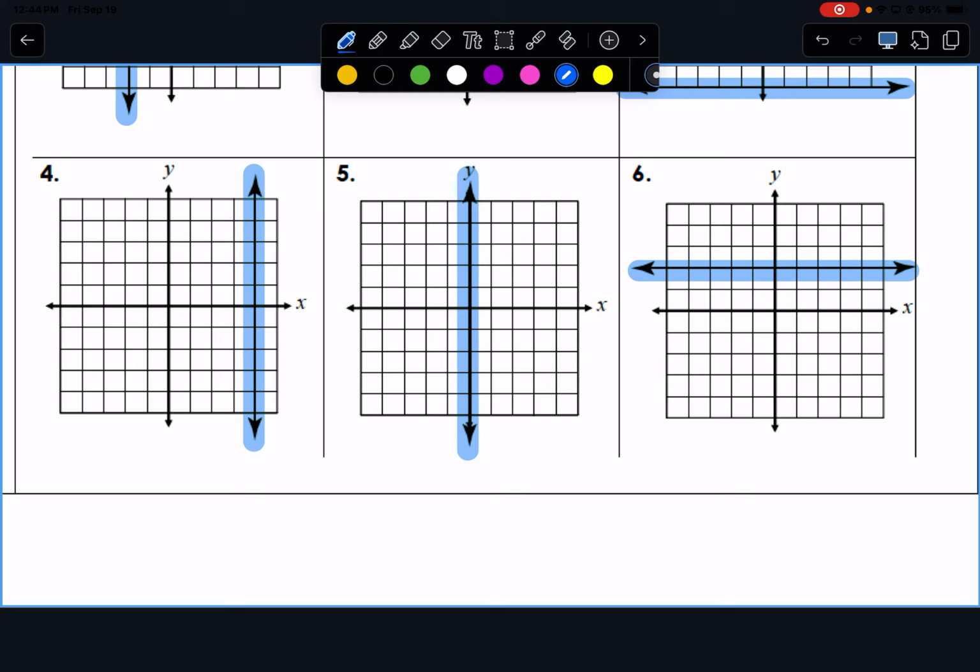So if it's vertical, it's going to be X equals. Horizontal is Y equals. So for number 4, we have what? X equals 4. For number 5, we have X equals 0. No, it's a vertical line, so it is X equals, and it goes through the origin. Then for 6, what is that one? Y equals 2. Perfect. Now flip that over and we're going to graph it.